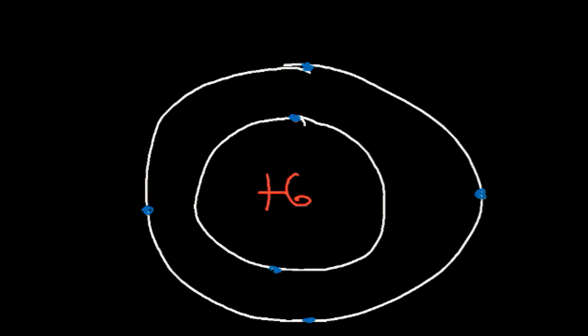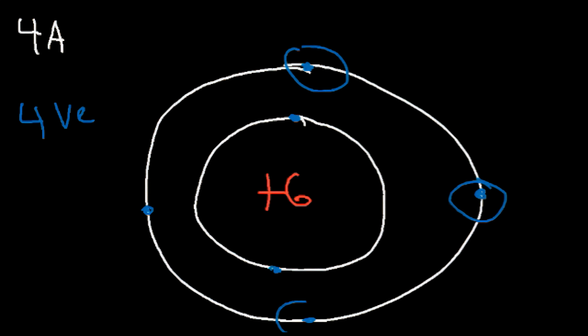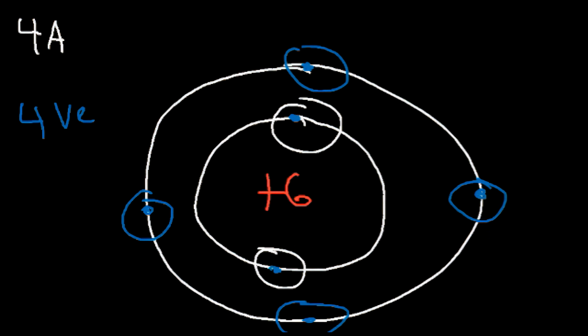Notice that carbon is in group 4A of the periodic table. Therefore, it has 4 valence electrons. The 4 valence electrons are the electrons in the outermost energy level of carbon. The 2 electrons on the inside are known as core electrons.